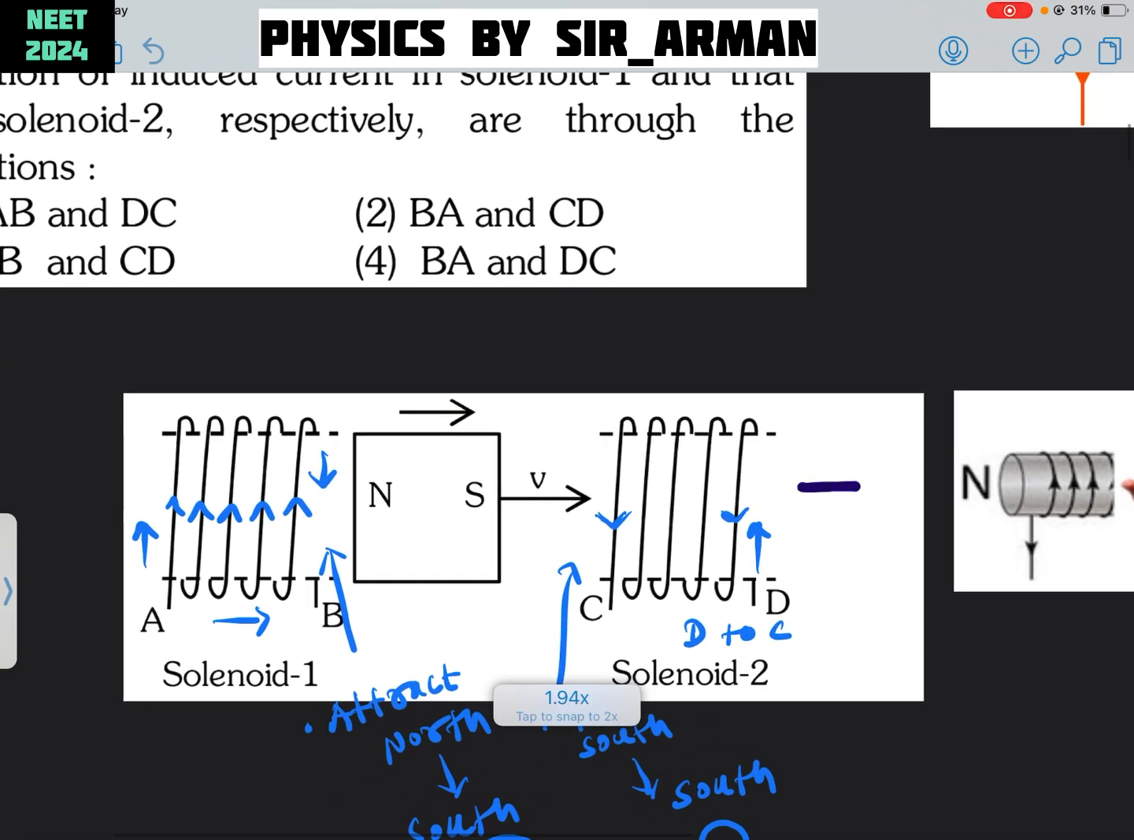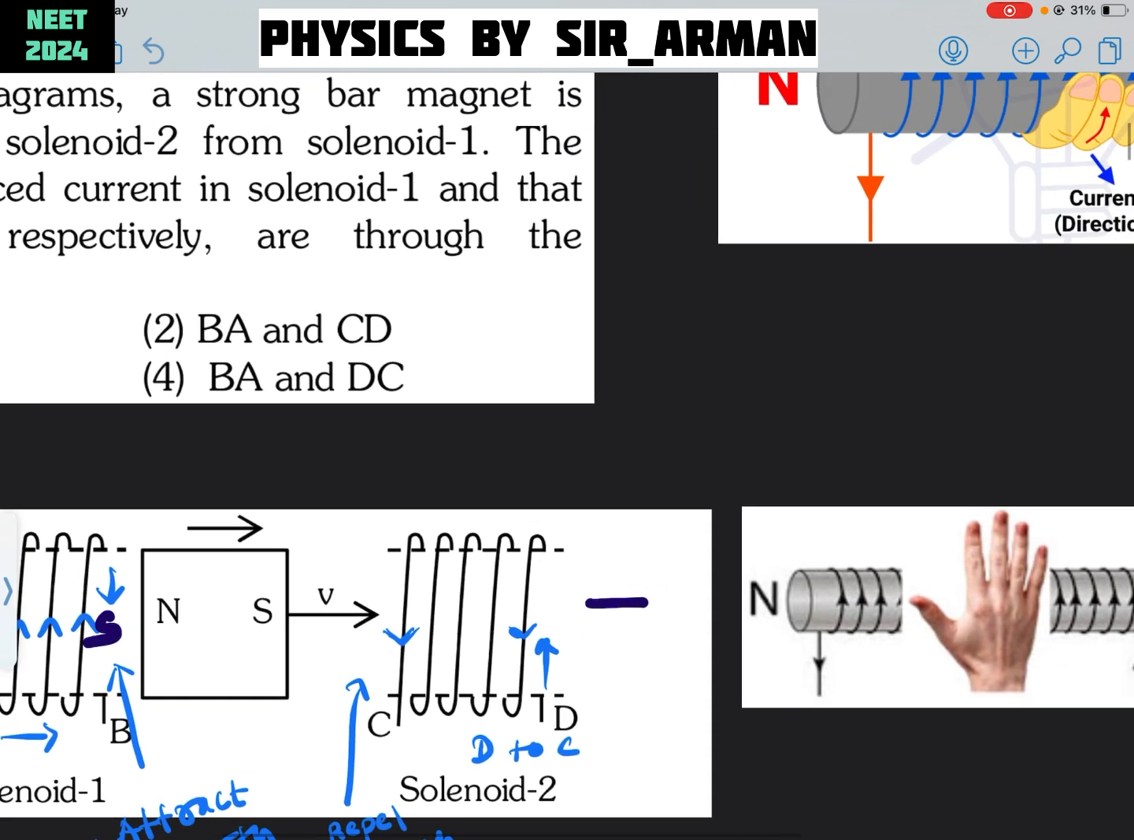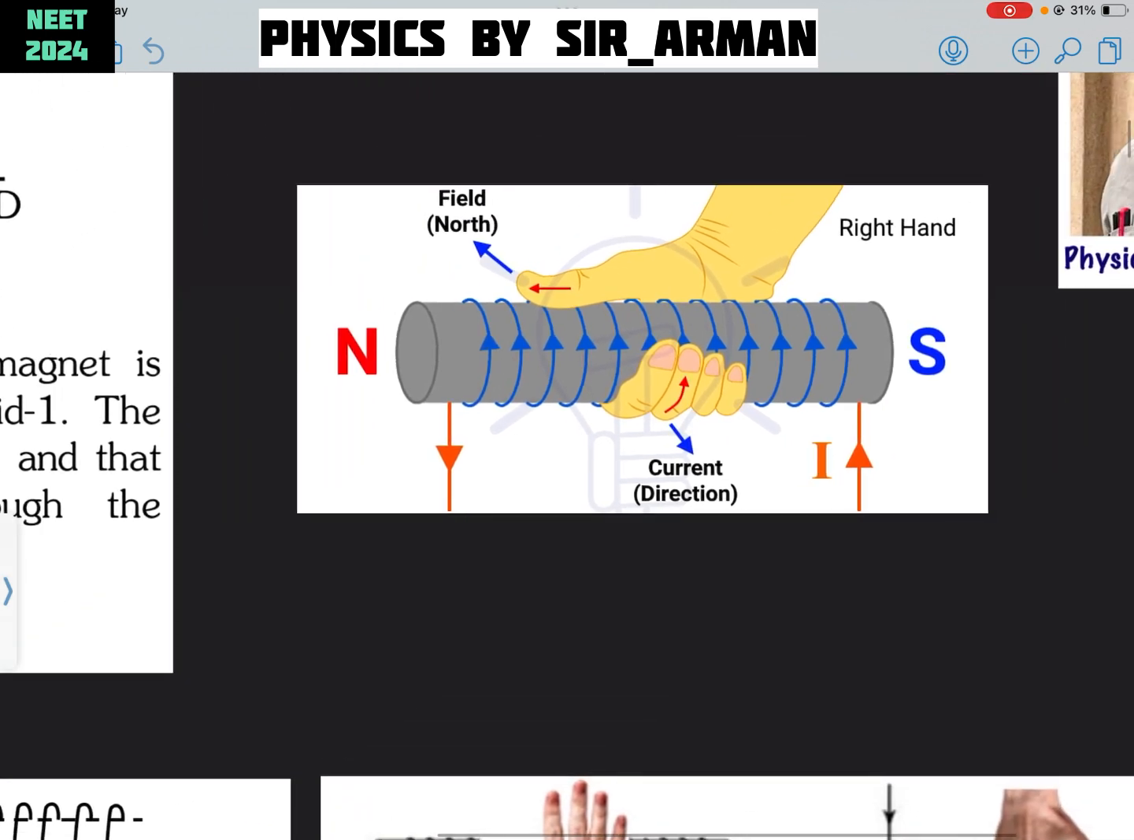For the first loop, you can see the north pole is going away from it. To attract this north pole, it will create a south pole. Now what will be the direction of current to create a south pole? We can learn that from the right hand grip rule, or Maxwell's grip rule. If you hold the solenoid with your right hand such that the curl of your fingers points in the direction of the current, then the direction in which the thumb is pointing is north and the other end is south.